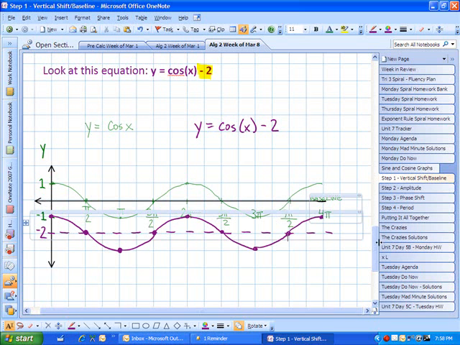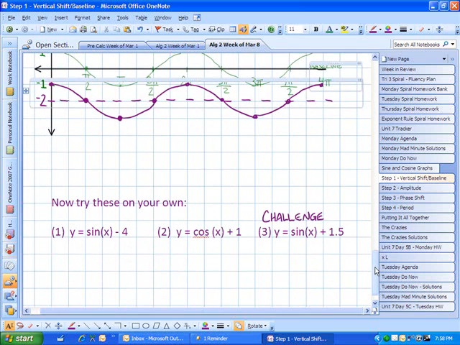So that is how we deal with baseline shifting. Each of these down below will have a shift in their baseline. Try graphing them on your own and see how you do.